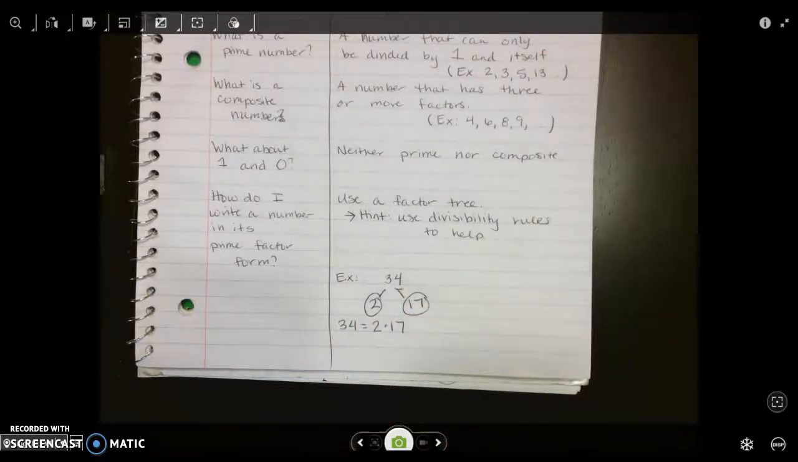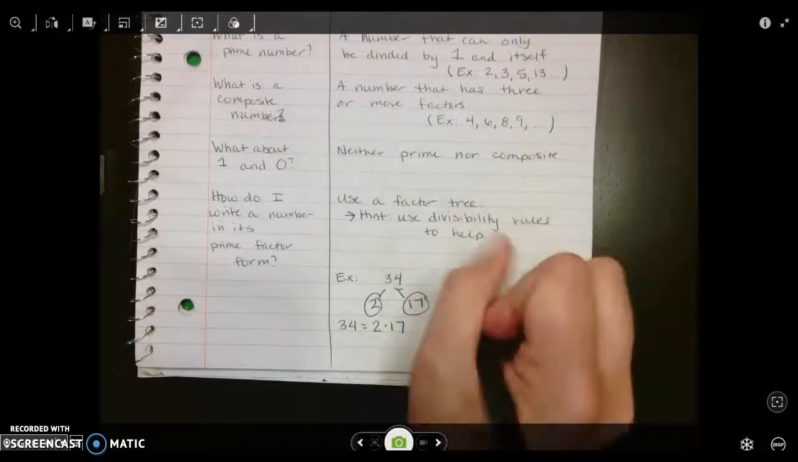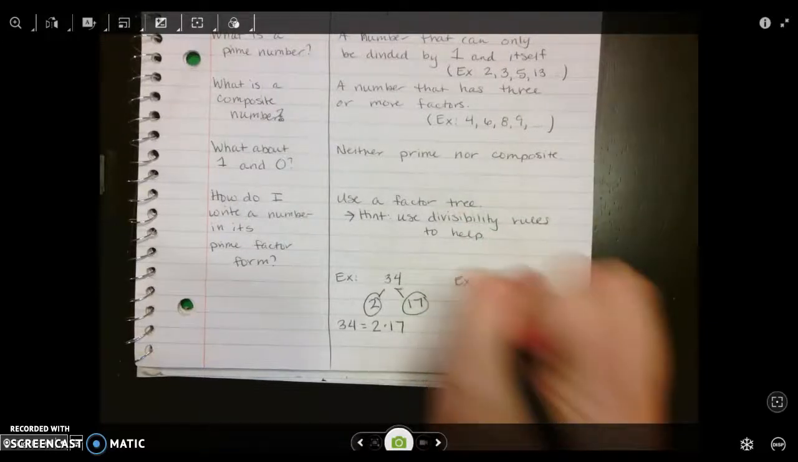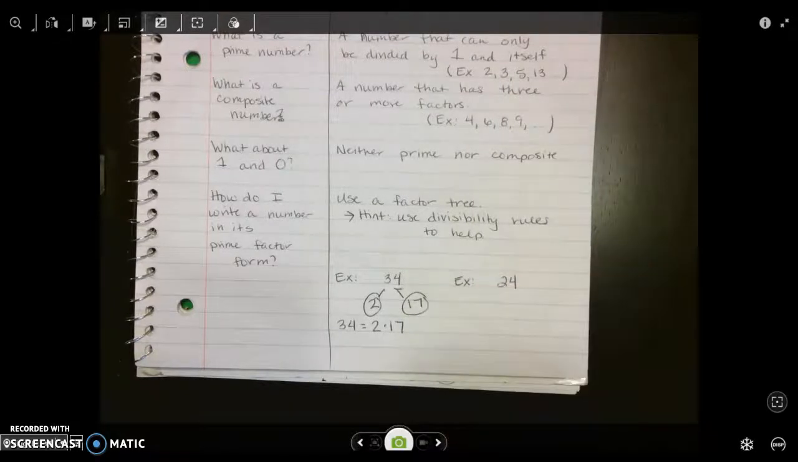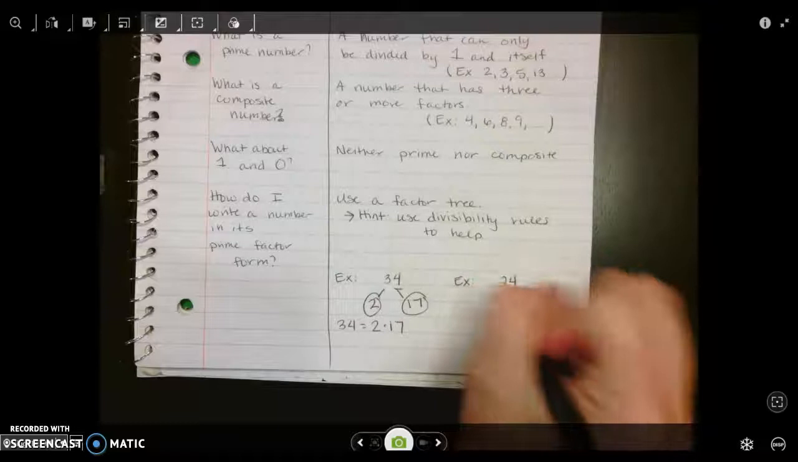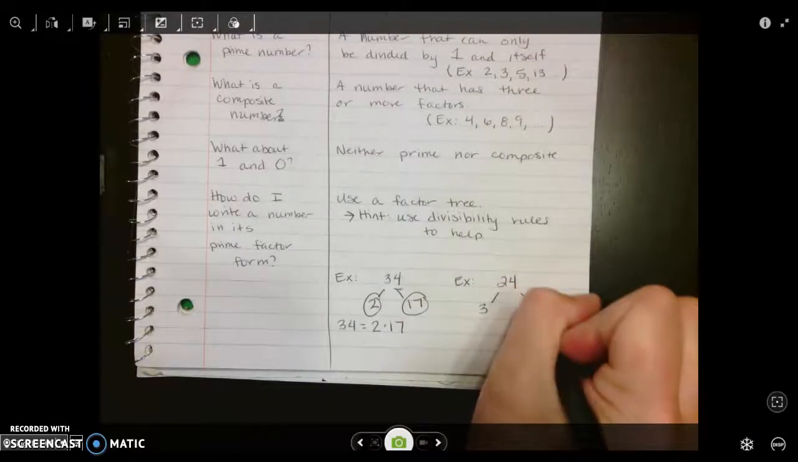Now let me give you one that has actually a few more steps to it than just one, because sometimes it's going to happen. Let's go with 24. A lot of you off the top of your head can immediately think, okay, I know a bunch of multiplication facts that get me 24. I'm going to choose 3 and 8.